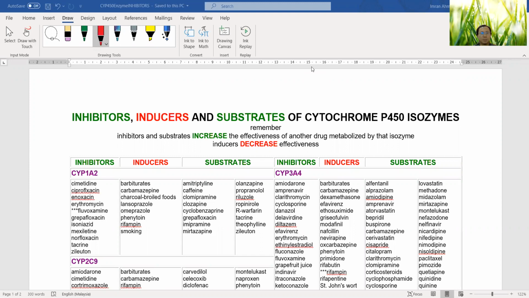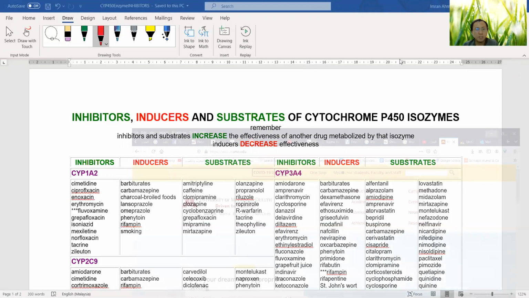Today I'm going to talk about the drug interactions between antidepressants and other drugs. We have a table taken from a website, University of Minnesota in the US. Sorry, I first said Utah, but it is Minnesota.